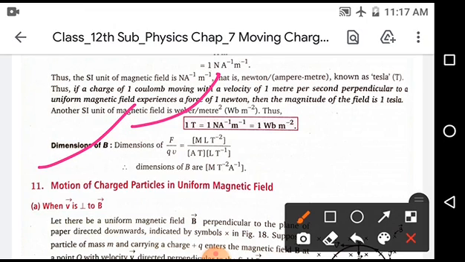Now the dimension of magnetic field is M T to the power minus 2 A to the power minus 1.